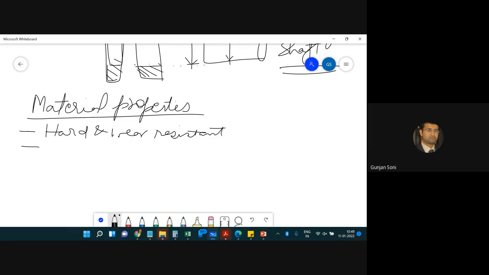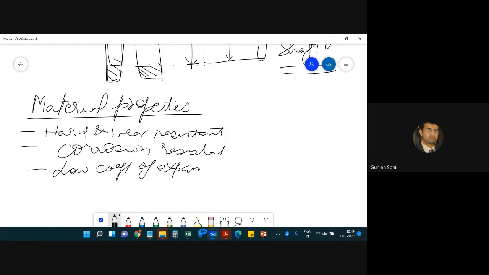Fine. Corrosion resistant. Again the same thing: if it gets corroded, then it may change the dimension. If you see rust forming over the object, it might increase the dimension of that object. So some people are saying low coefficient of expansion due to heat. Very right, that's good. Low coefficient of expansion.